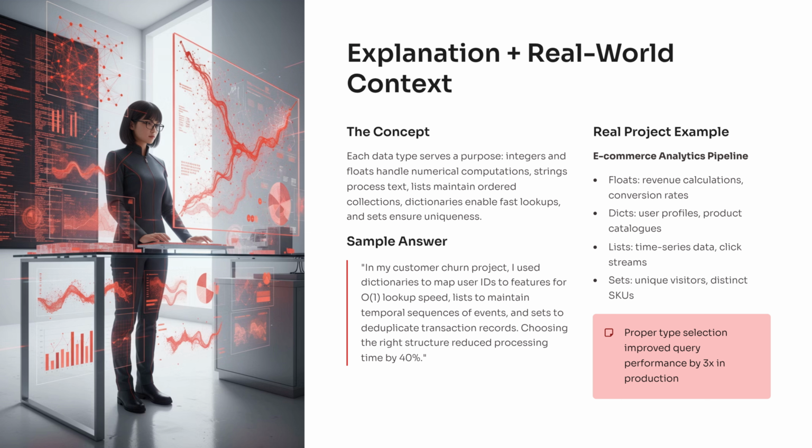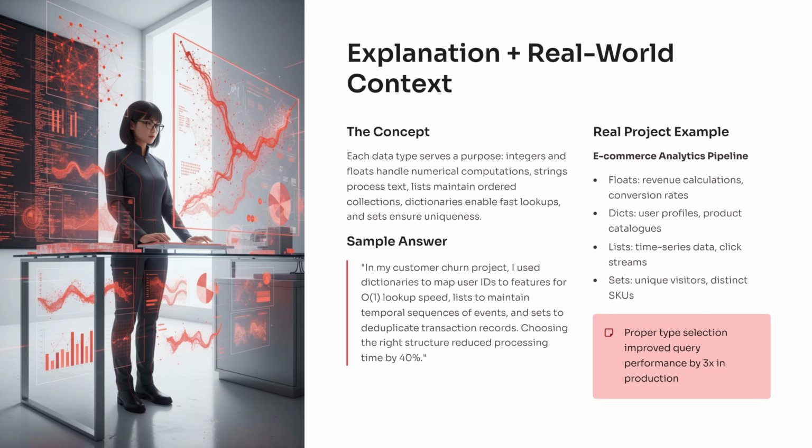In an e-commerce analytics pipeline, we used floats to calculate conversion rates and revenue, dictionaries for user profiles and product catalogs, lists for time series clickstream data, sets to find unique visitors, and booleans to flag returning customers. That combination reduced processing time by nearly 40% and made queries 3 times faster in production.